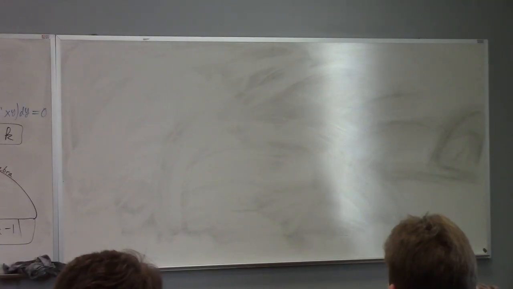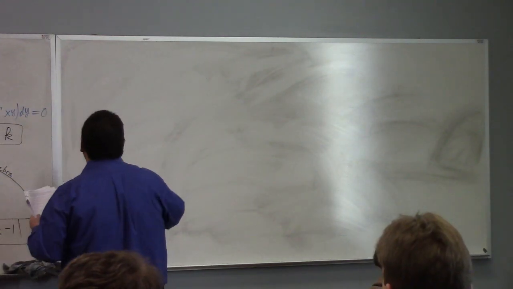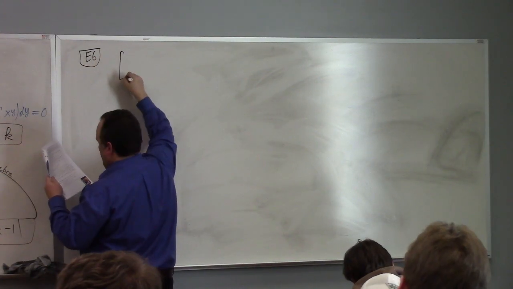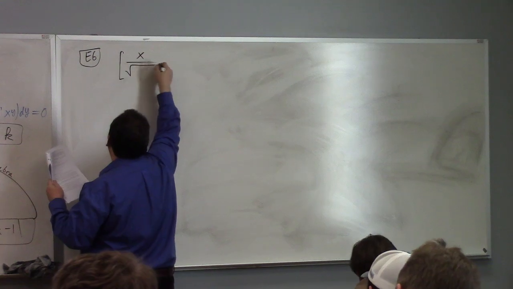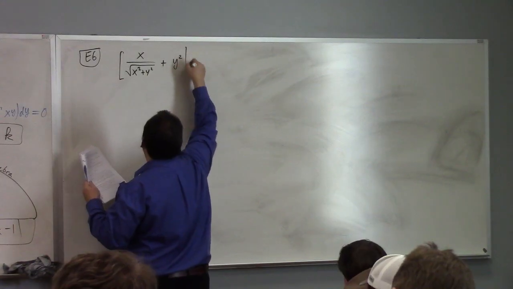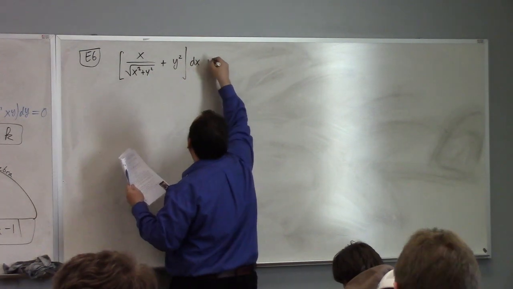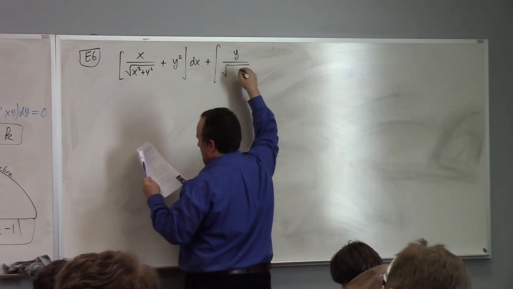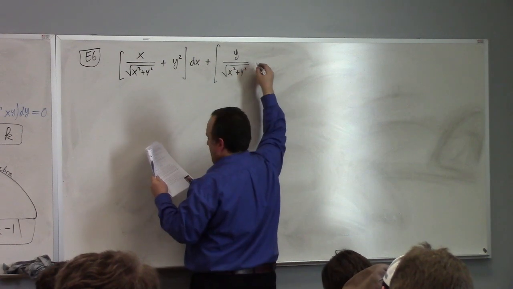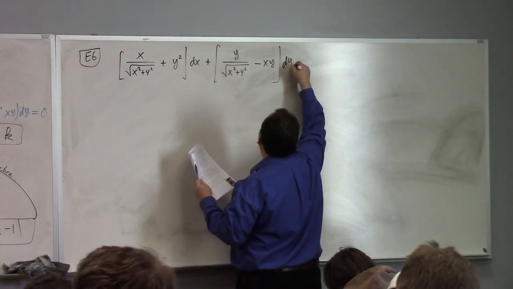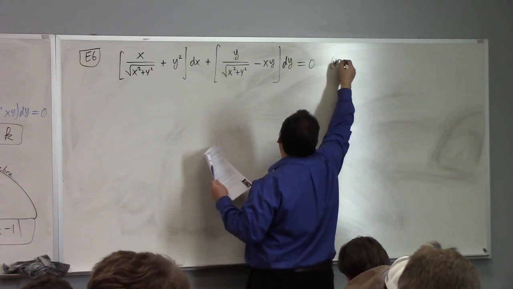All right, here's a problem. What if we were tasked with example 6? Let's see if we could figure out how to solve x over the square root of x squared plus y squared dx plus y over the square root of x squared plus y squared minus xy dy equals to 0. I'll call this star.